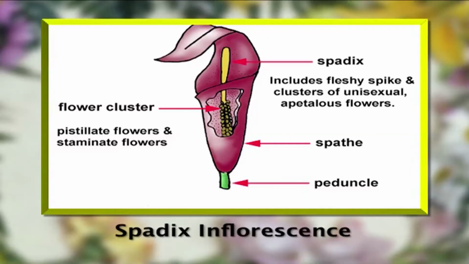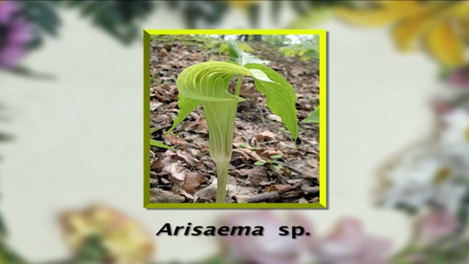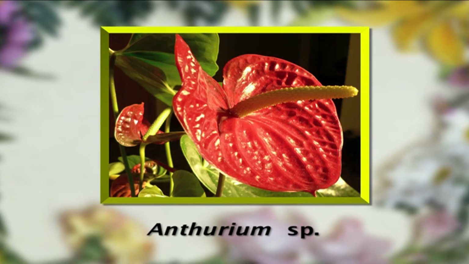Another type of racemose inflorescence is the spadix. This is similar to a spike but has a fleshy axis which is enclosed by a large leaf-like curved bract called spathe. The spathe can be green, as we can see in Arisaema, which is known as cobra plant, or it can be brightly colored, as we can see in anthurium, which is commonly known as the boy flower. Spadix are typical of the family Araceae, known as arums or aroids.